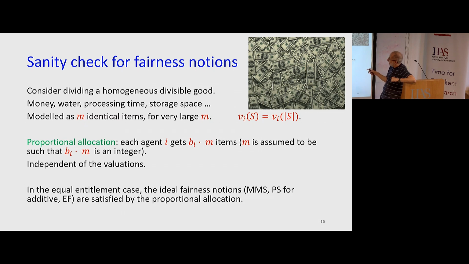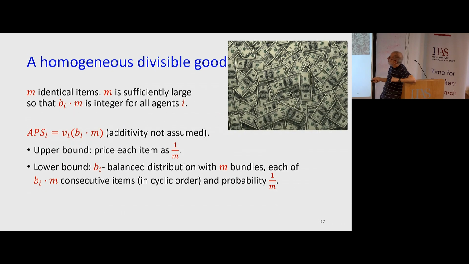And in the equal entitlement case, the ideal fairness notions that we saw, the MMS and the ME3, are all satisfied by this proportional allocation. So let's check what happens with the APS. I'm saying that also with the APS, when you divide a homogeneous divisible good, you get exactly pi times n items.